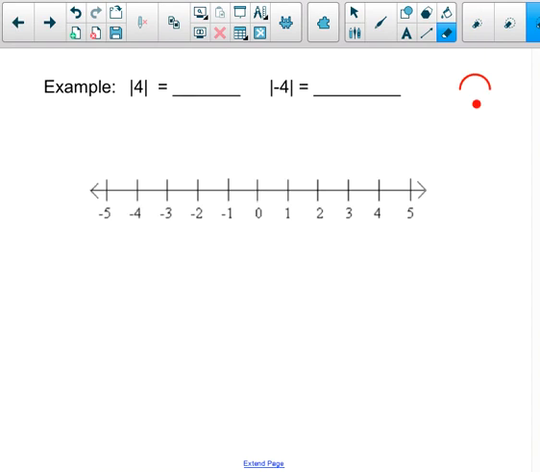Our first example here is the absolute value of 4. And those bars around the 4 are the absolute value bars. And what that means is that we plot 4 on the number line, and then we figure out how far 4 is away from 0. So we can count these. That's 1, 2, 3, 4. The number 4 is 4 spaces away from 0 on the number line. So the absolute value of 4 is 4.